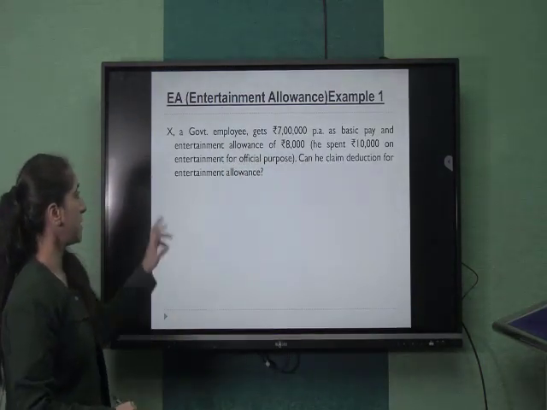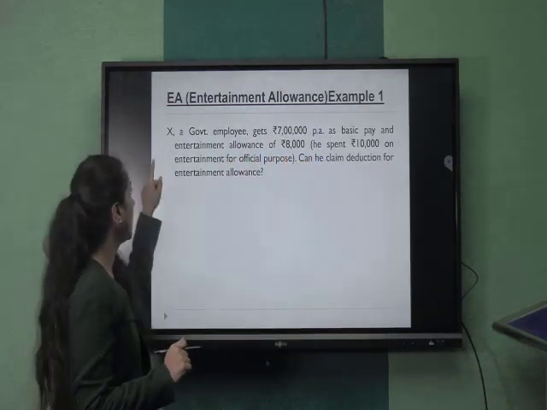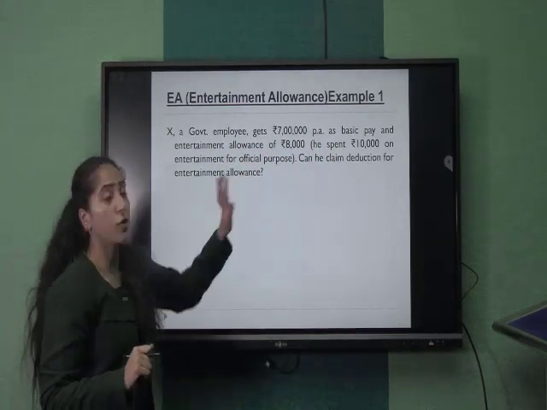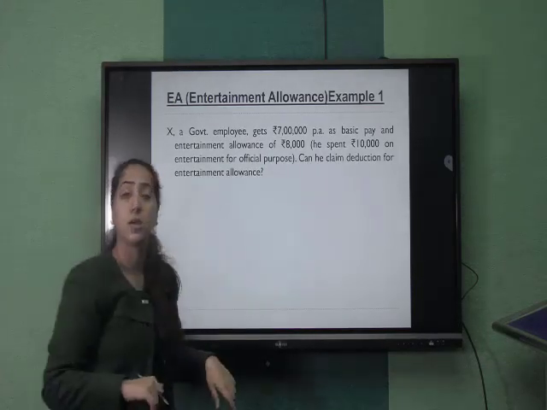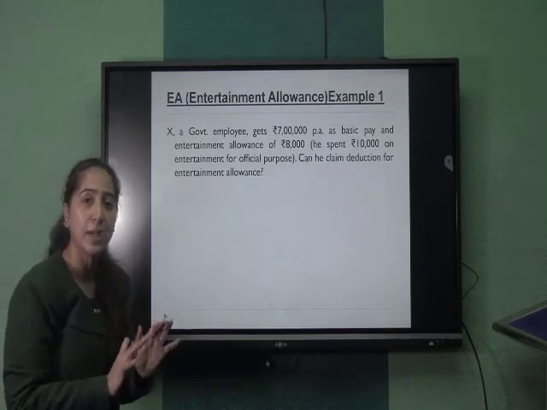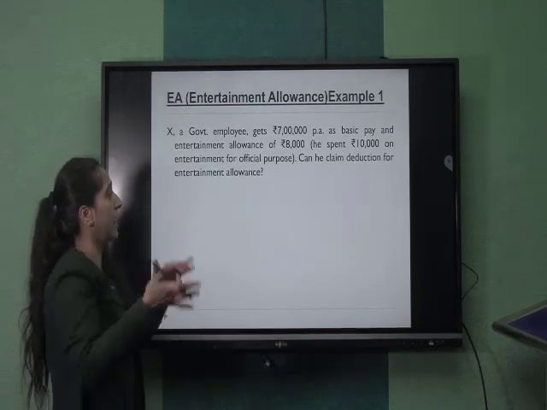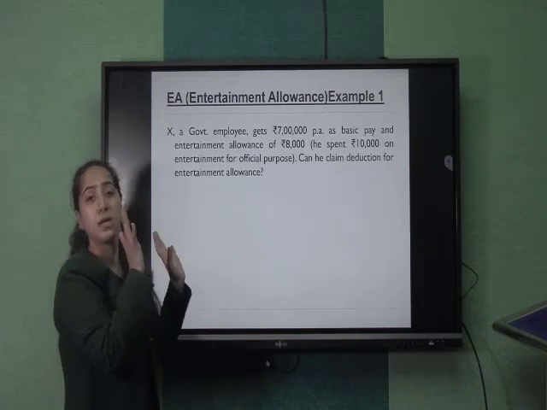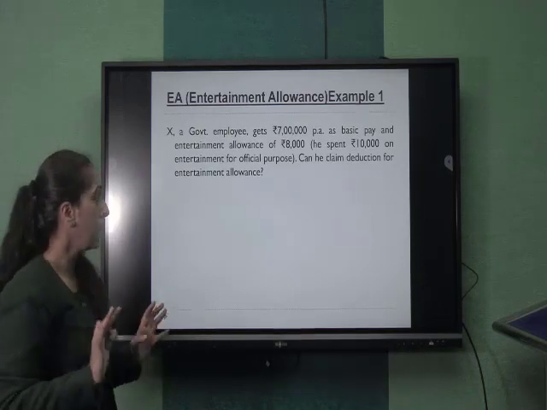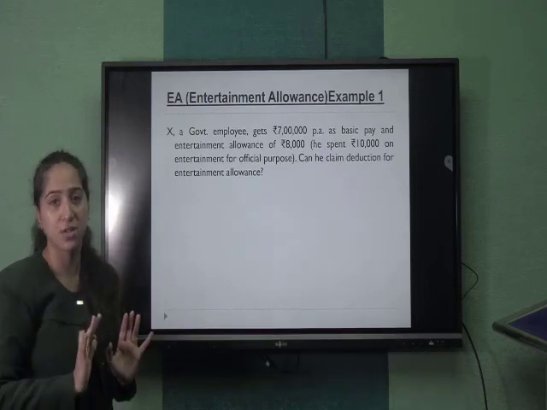Moving on to the first question here. X, who is a government employee, gets 7 lakh per annum as basic pay and entertainment allowance of 8,000. He spent 10,000 on entertainment for official purpose. Can he claim deduction for entertainment allowance? The very first thing, he's a government employee, so yes, he will get a deduction. Second, we are given that he has spent 10,000 on entertainment, but from the deduction calculation point of view, we are not concerned how much amount is actually spent. We are just going to follow those three figures, find the least amount and use it as a deduction.